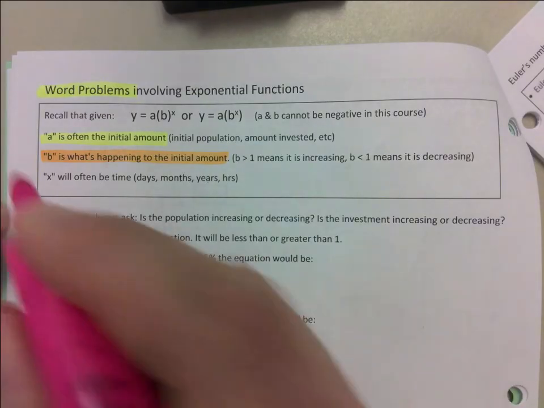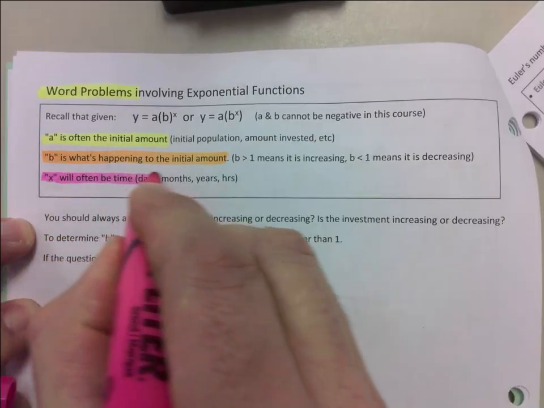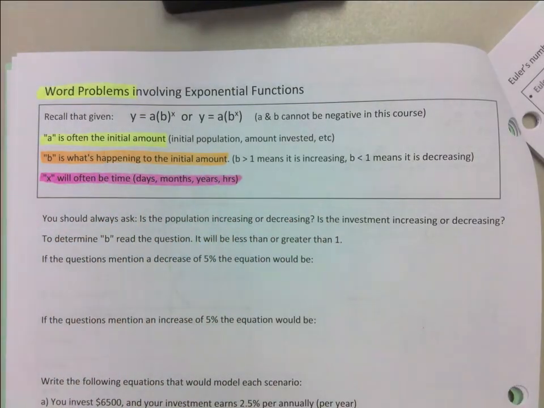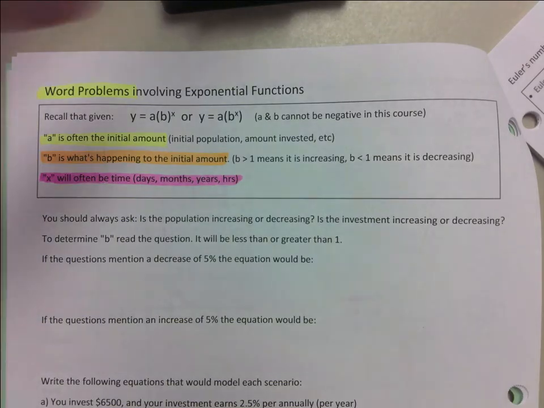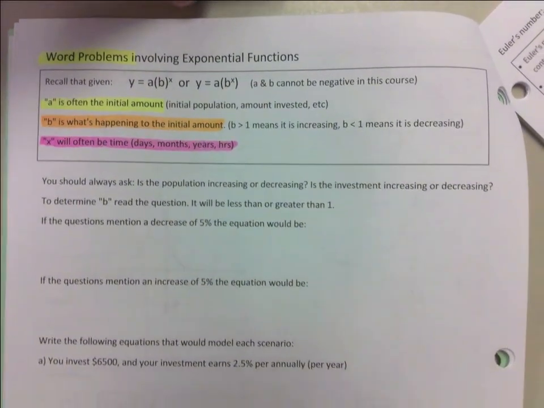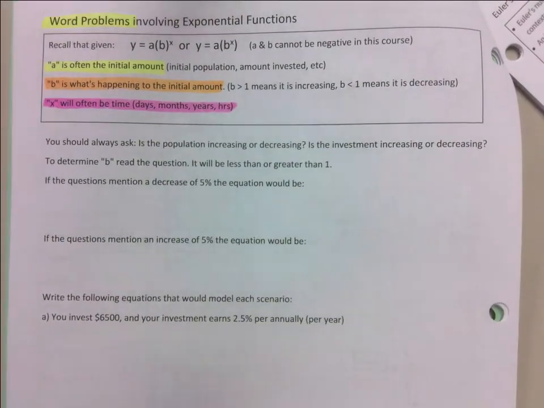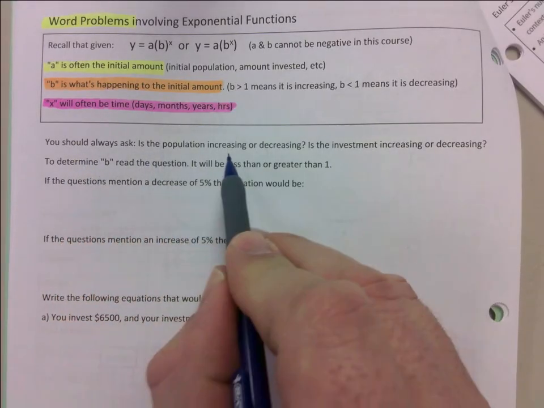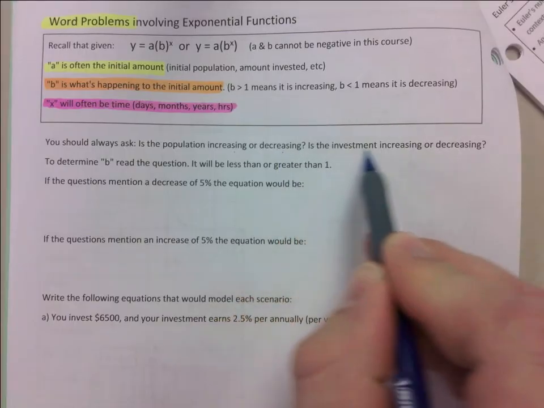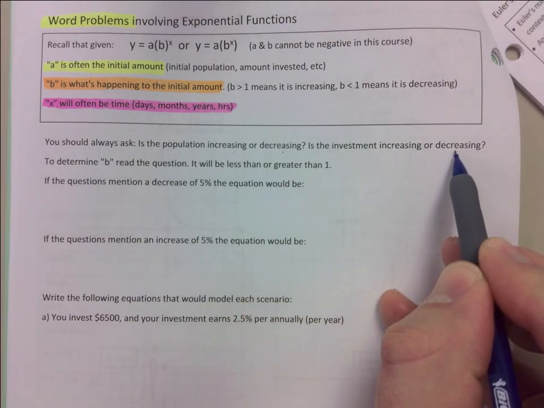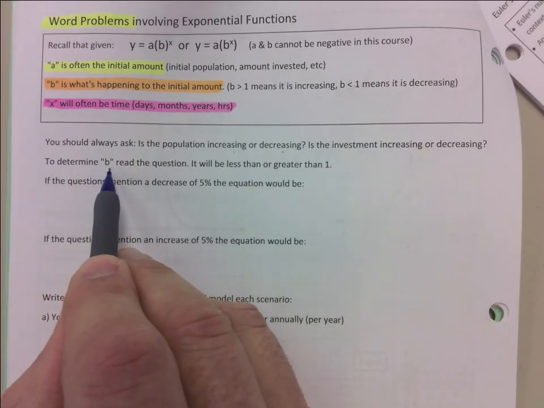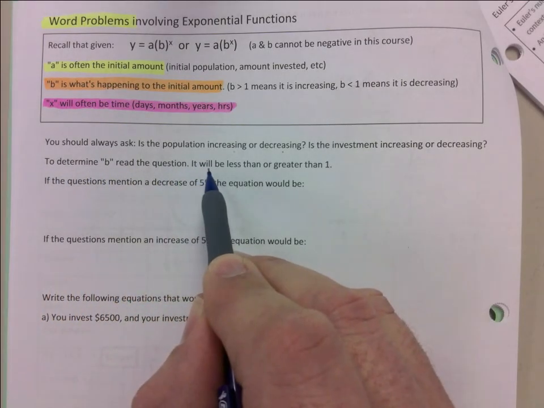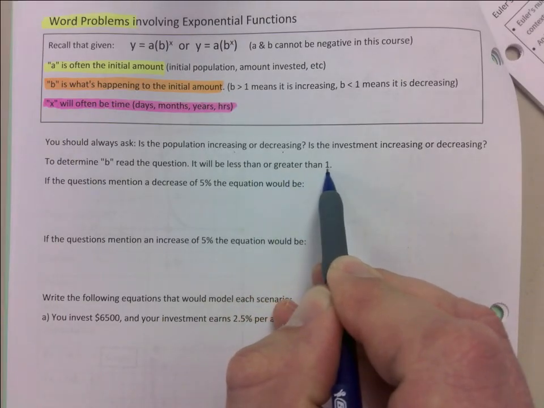So there's your 3 components that we're going to consider when it comes to a word problem. A and B are going to be numbers. X is going to be obviously a variable, and what the units are is going to be given to you by the question. Okay? So let's do a few hypotheticals here. You should always ask, is the population increasing or decreasing? Is the investment increasing or decreasing? To determine B, read the question. It will be less than or greater than 1, of course.